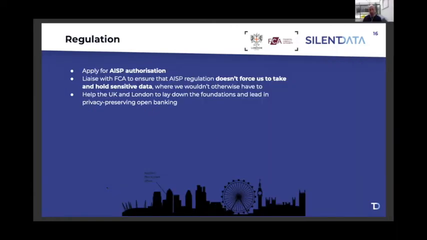And the other angle is regulation. So we're going to apply for AISP authorization, and we're going to liaise with the FCA to make sure that the current regulation doesn't force us to take hold of and access data that we wouldn't otherwise need to.